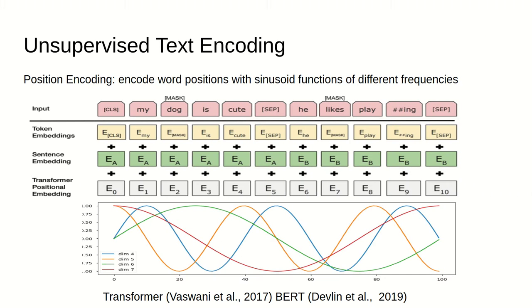Unsupervised text encoding models such as Word2Vec, GloVe, ELMo, and Transformer have been effectively utilized in many NLP tasks. The core idea is encoding words into vector representations based on their positions and context. For example, the position encoding module of Transformer encodes word positions in a sentence with multiple sinusoid functions with different frequencies. In the geospatial domain, encoding locations into vector representations is also a critical task.